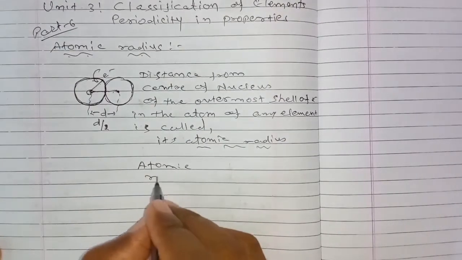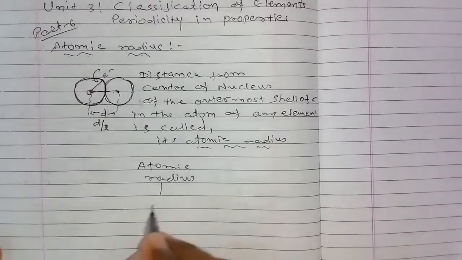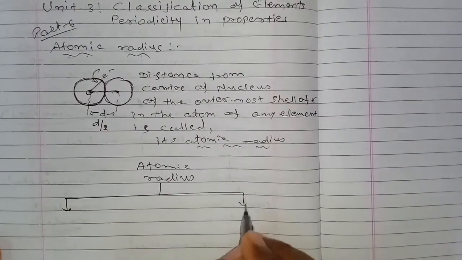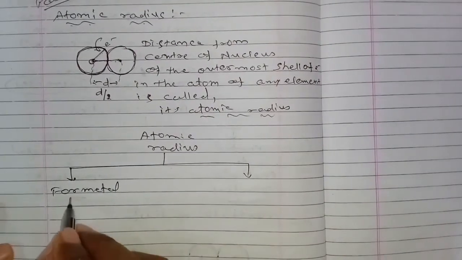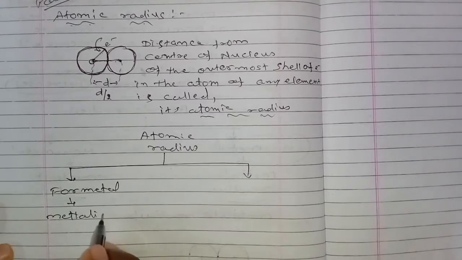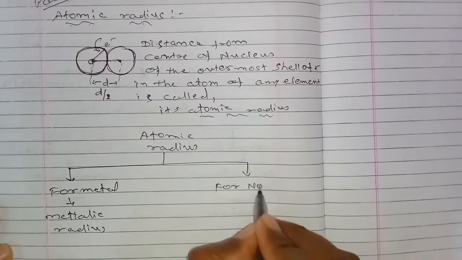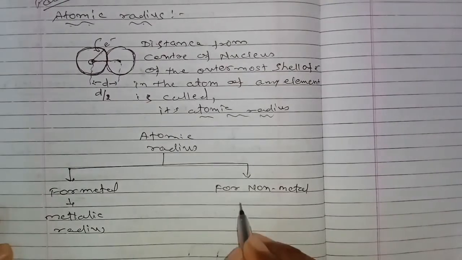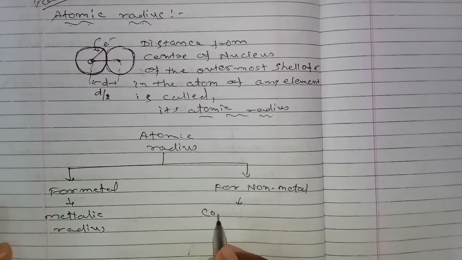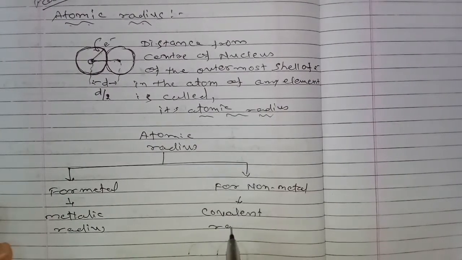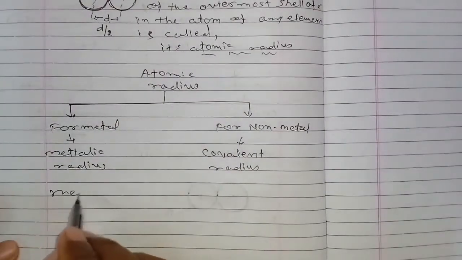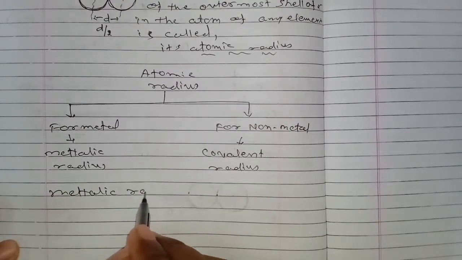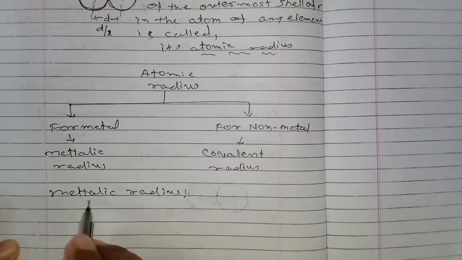Here, the atomic radius for a metal is considered the metallic radius, and for a non-metal there is the covalent radius. First of all, let's see about metallic radius.